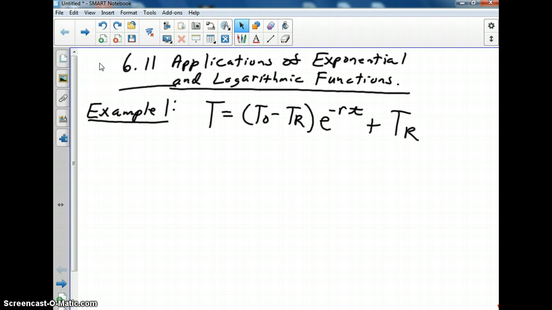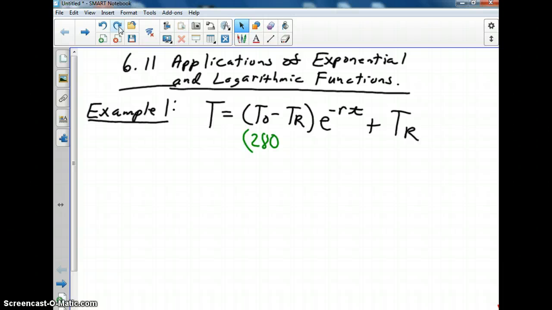So 280? Everybody agree with 280 or no? We're good? All right, sure enough, you're right. It's 280. T sub naught means the beginning temperature. Now, how much is T sub R?